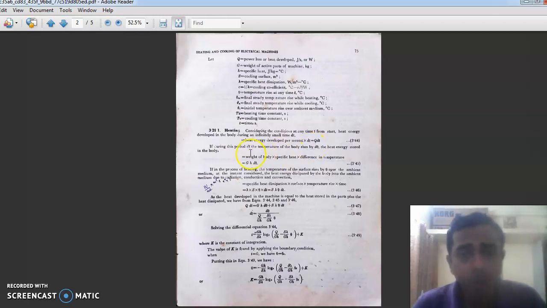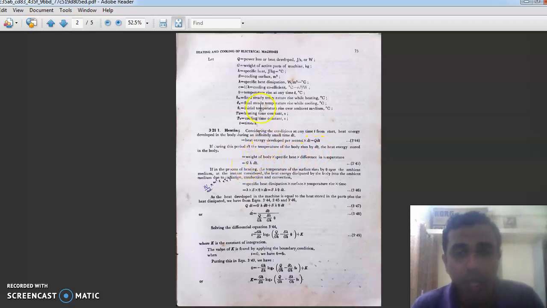Now if during this period dt the temperature of the body rises by d theta, what is the heat energy stored in the body? Sorry, q dt is not the energy stored, this is the total heat developed, the power loss in time dt. And what is energy stored? This is the first component: weight of the body, that is g, times specific heat, that is lambda, times the difference in temperature, that is d theta.